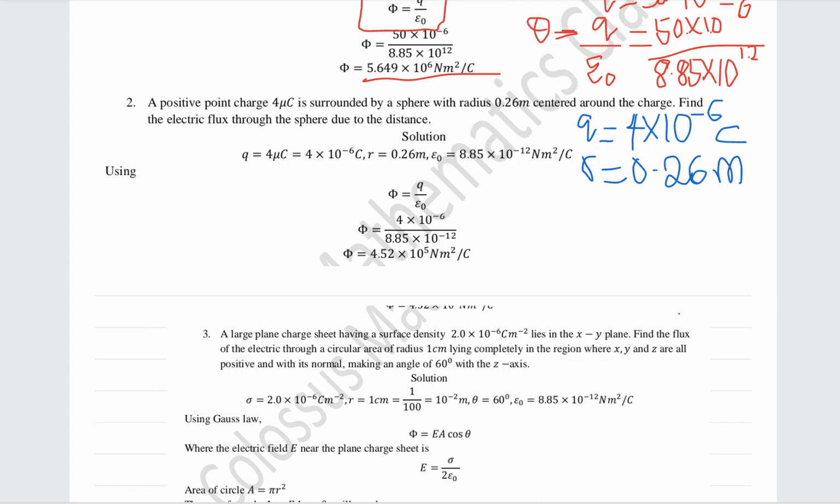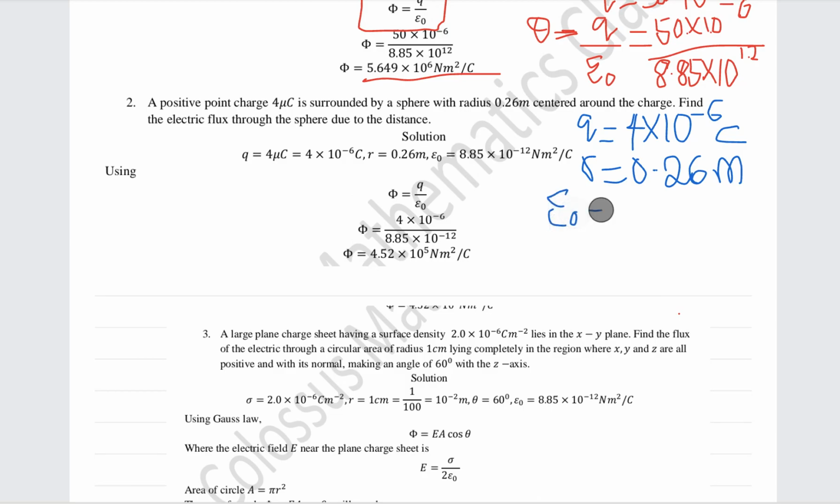Find the electric flux through the sphere due to the distance. So the same formula we used the other time. Now you may be asking yourself, why am I needing this R? You did not use the R because you do not require that in the formula. Always work with your formula. You'll be given a lot of values, but you have to use the one that goes with your formula.